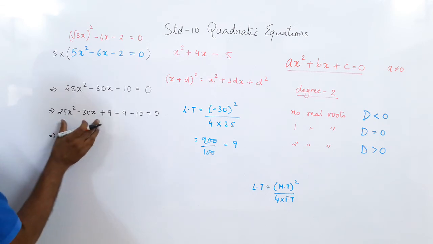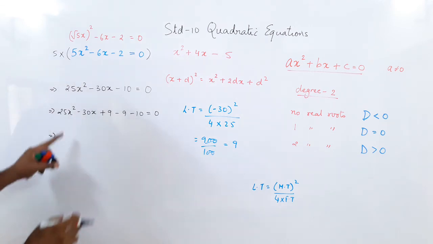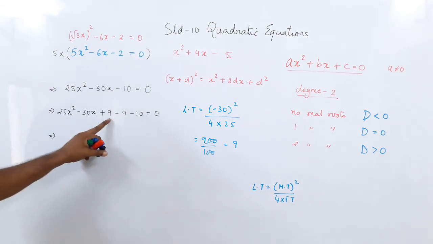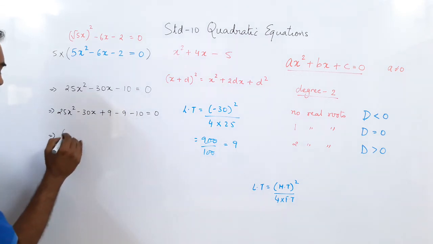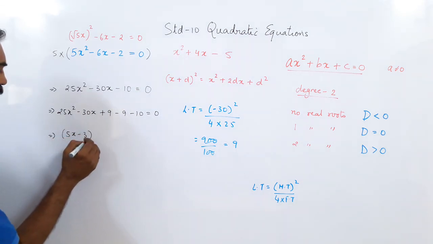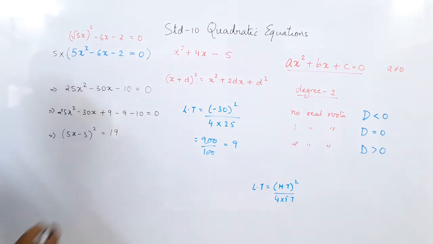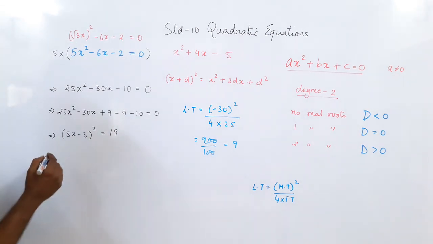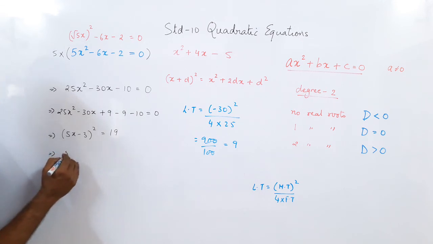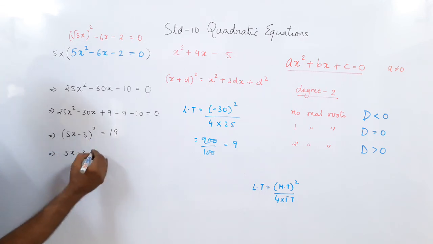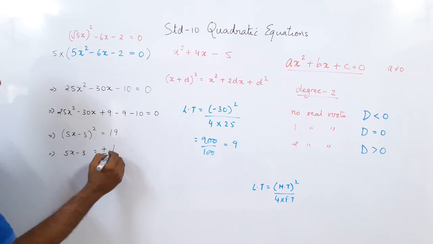This is a perfect square. What is the perfect square here now? If you see, this is 5x the whole square, this is 3 the whole square. So this will become 5x minus 3 the whole square, and minus 9 will go to the right side, becomes 90. Clear? Now 5x minus 3, taking the square root, equal to plus minus root 90.